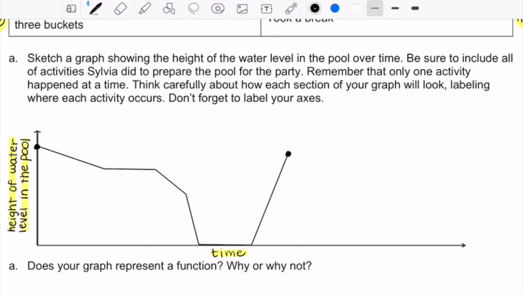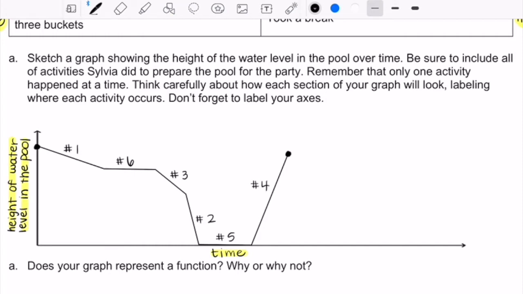Now, what our graph is missing is labels that help show what each of these 6 line segments mean. So I'm going to go back through and add those using the numbers that I described above. The first line segment of the graph was Sylvia removing the water with a single bucket, and then she took a break, and then she and her 2 friends removed water with 3 buckets. Then they drained the water with a hose, then they cleaned the empty pool, and then lastly they filled the pool with a hose at the same rate that they had emptied it with that hose.